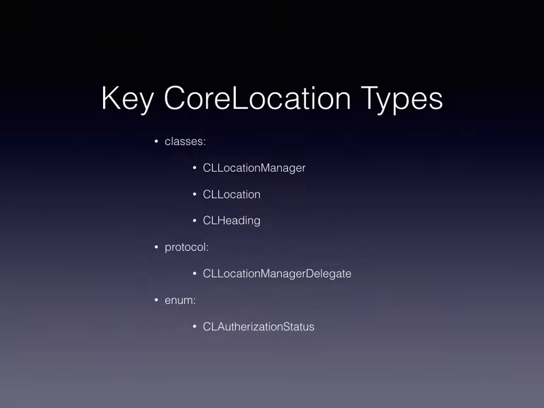Okay, core location types. There are three key classes: the manager, the location, and the heading. There's a protocol. Some class has to be the delegate to the location manager to receive information, in my case, the view controller. And there's an enum that tells you the authorization, denied, and so on and so forth. Let's start looking at the code.